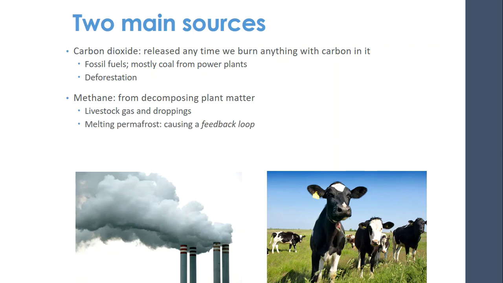The other way that we contribute methane is from that melting permafrost that I showed you before. That permafrost contains a lot of methane. When it melts, it releases that into the atmosphere, and it causes this weird feedback loop where you're increasing the global warming, melting more permafrost, releasing more methane.